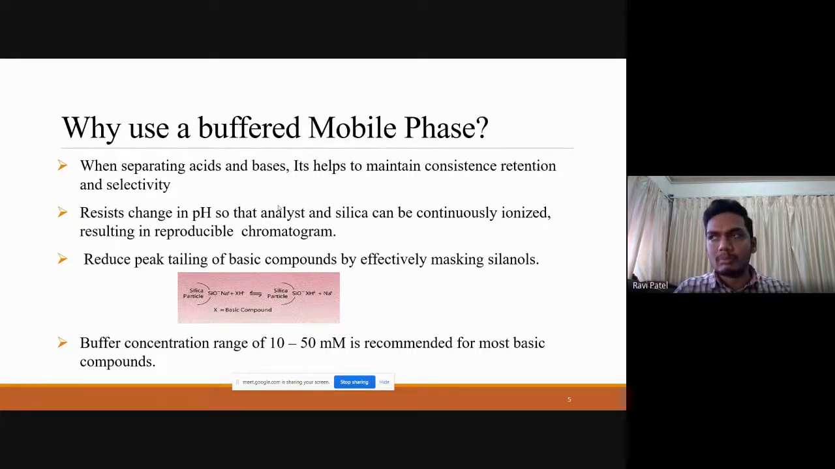Generally, we use a buffer range of 10 to 50 millimolar, not more than that. Because if we increase the buffer concentration in our mobile phase, there may be chances of precipitation. If we see the mobile phase, it is going to be hazy, and these precipitates are going to be deposited in our column, and our column is going to be dead. It is no longer usable. So generally we use a buffer in a concentration of 10 to 50 millimolar. Understand?